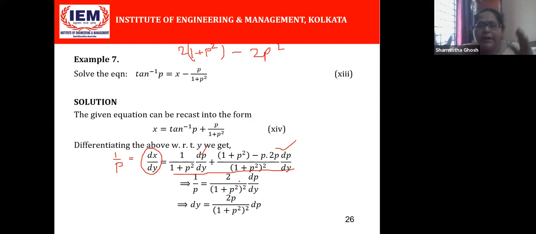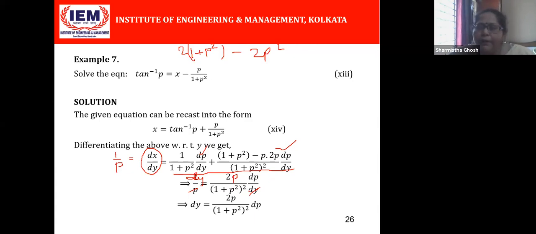Okay. So we can see now this is obviously a first order differential equation in the two variables p and y. We try to solve that. How will you solve that? We can easily see that I may take this p on the right hand side. So basically I can make this 2p dp, and I will take dy on this side. So your equation is going to be dy equal to 2p dp by 1 plus p square whole square. Okay. So on one side you have y fully, on one side you have p fully.